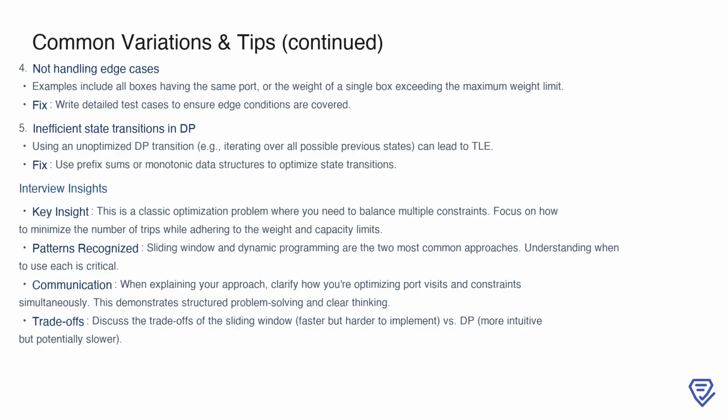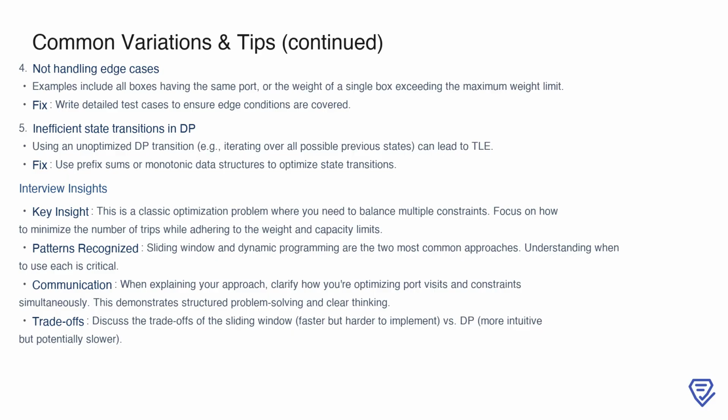Additionally, inefficient state transitions in dynamic programming are a common source of time limit exceeded errors. For example, iterating over all possible previous states can significantly slow down your solution. Instead, you can leverage techniques like prefix sums or monotonic data structures to optimize these transitions.